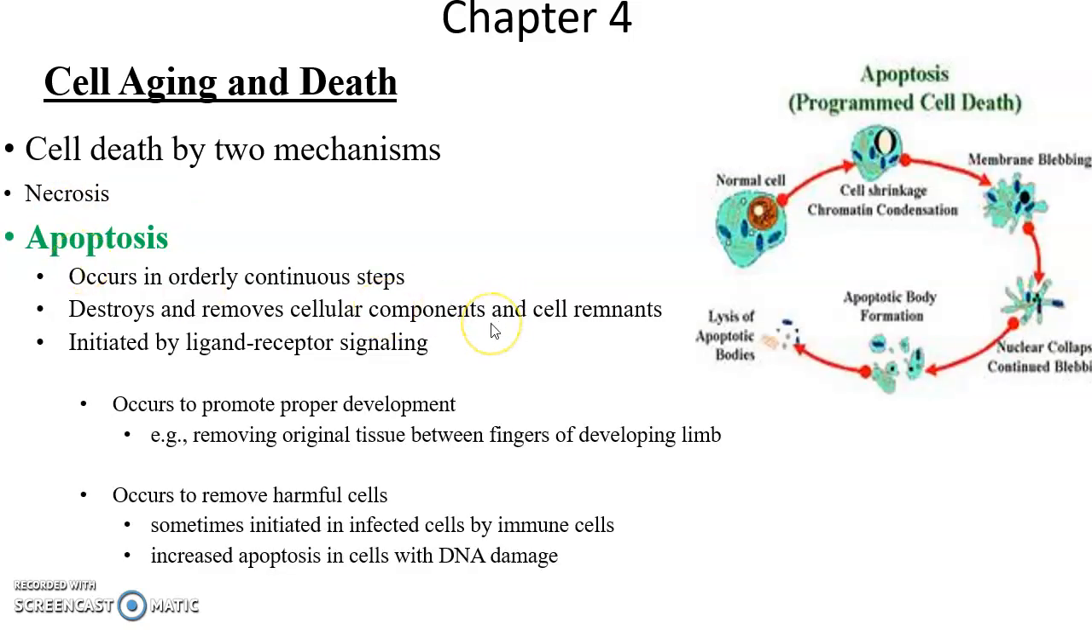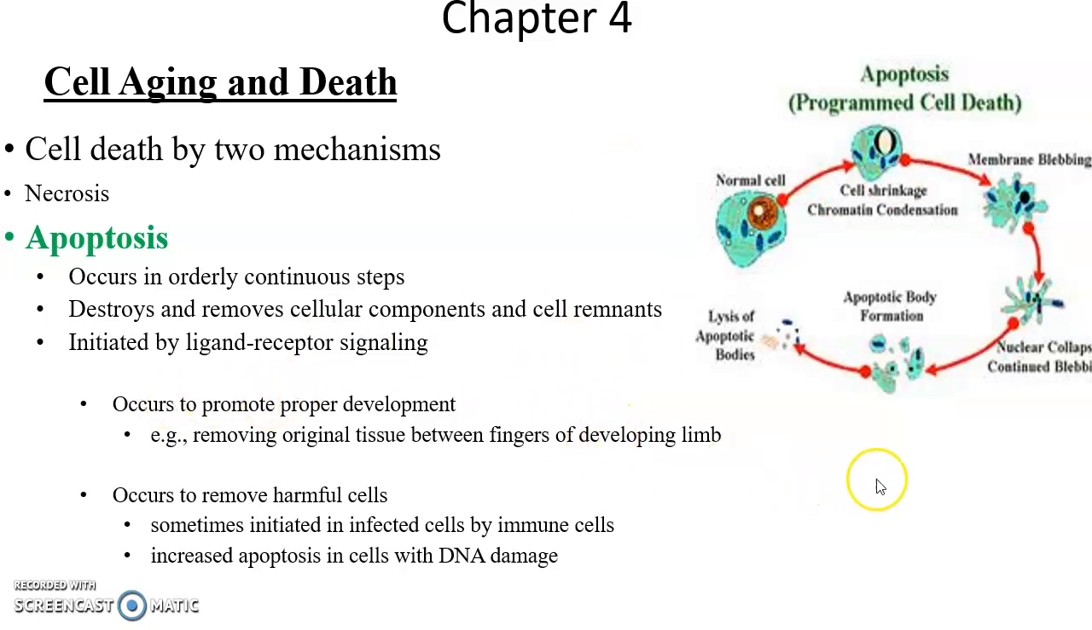Apoptosis, on the other hand, is programmed cell death. This is cell death that is desired and it is planned on. It involves destroying and removing cellular components in a nice controlled manner so it does not have too much of an adverse effect on the cell. And it is initiated by ligand receptor signaling. So certain chemicals, ligands, bind to receptors on cells, causing the cell to begin the process of apoptosis.